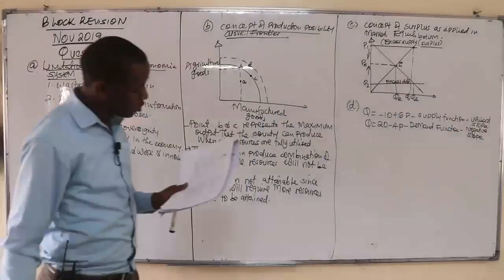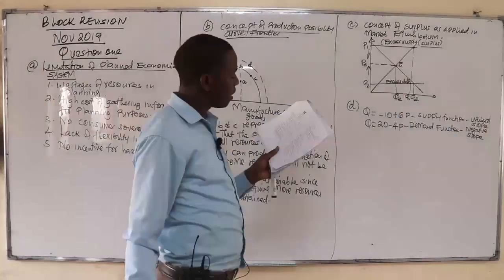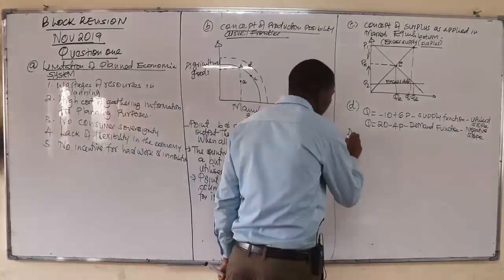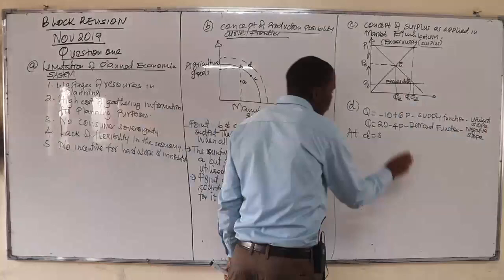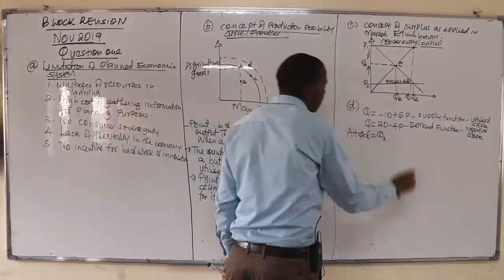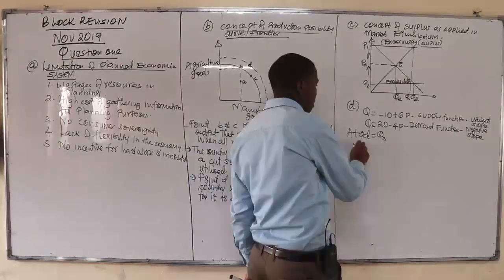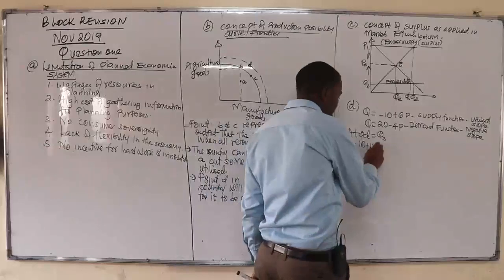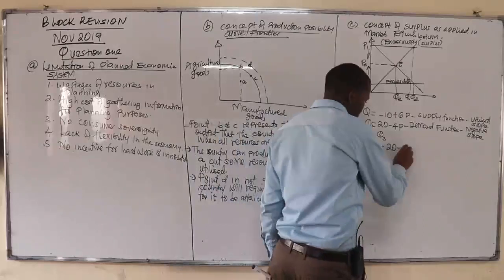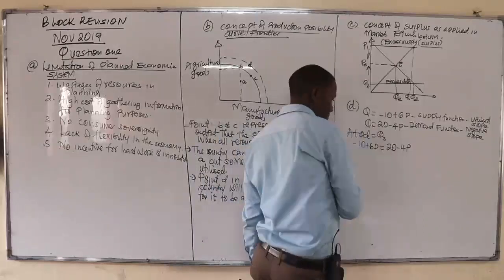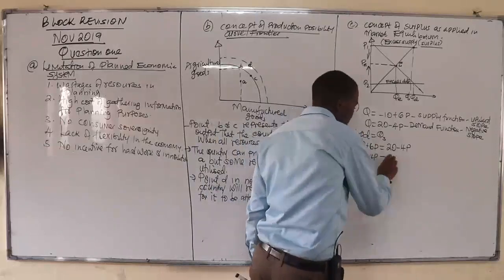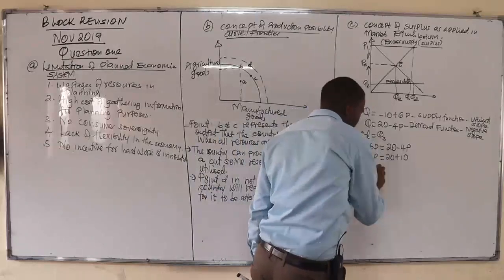So now Roman number 2, determine the equilibrium price and the equilibrium quantity. Now we know at equilibrium, demand is equal to supply. So quantity demanded is equal to quantity supply. We have the quantity, which is negative 10 plus 6P is equal to 20 minus 4P. This will be 6P plus 4P is equal to 20 plus 10. 10P will be equal to 30.